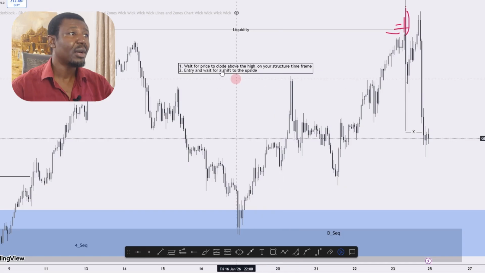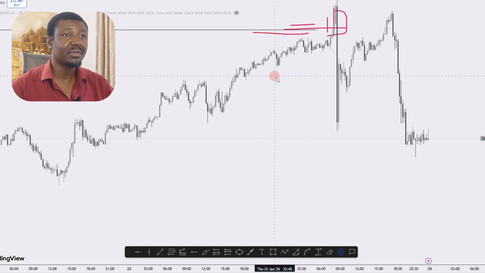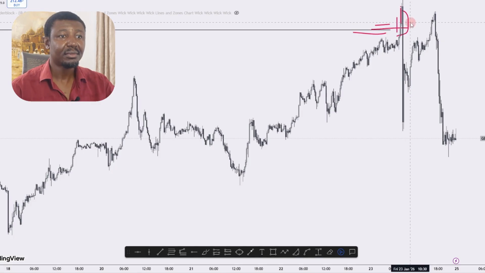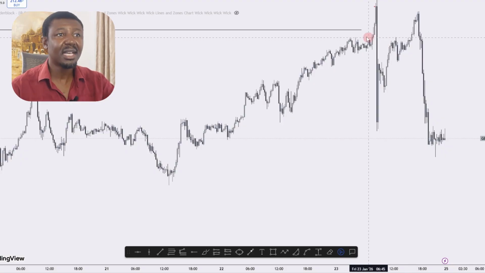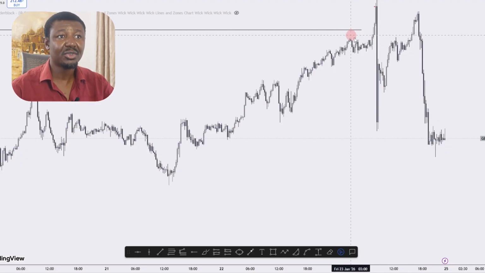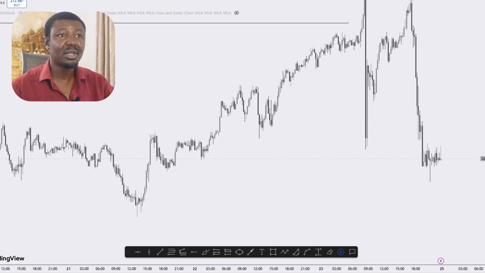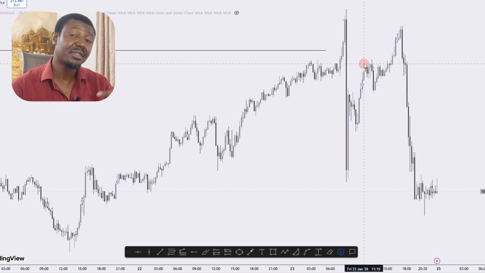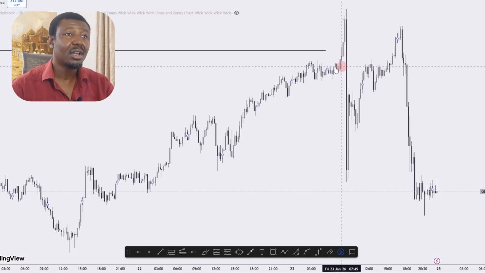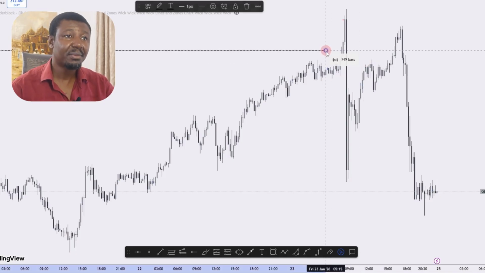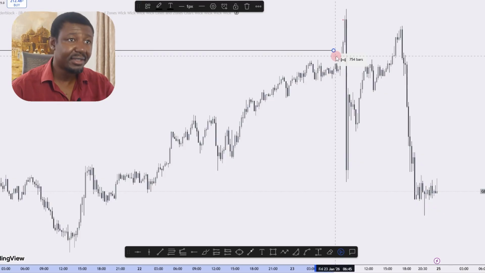Now going down to the 15 minutes time frame. Let me take out all this. Now we can see this target line, the high we're talking about from the structure time frame. If you had just gone down to your 15 minutes time frame, let's say that is your lower time frame, whereas ours here is 5 minutes, you would see price broke and stayed above the line on the 15 minutes time frame.